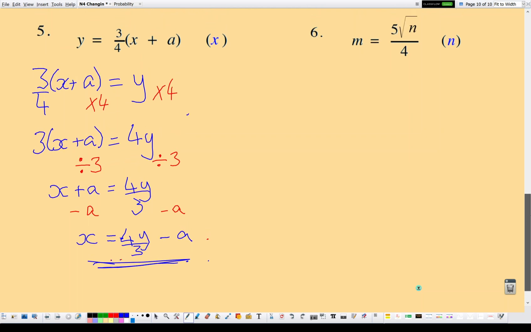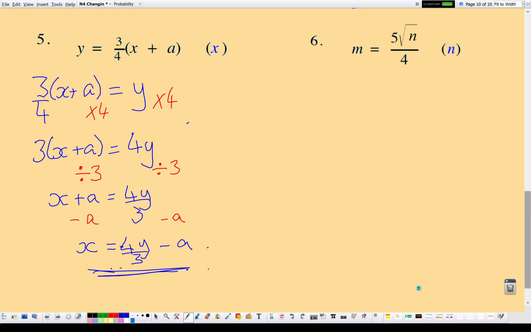Okay, last one, and then I'll let you begin for yourself, is when our new subject is starting as a square root. So copy down example 6 just now, which is m equals 5 root n over 4. Okay, we want to get the n on the left, so let's flip it round first. So 5 root n over 4 equals m.